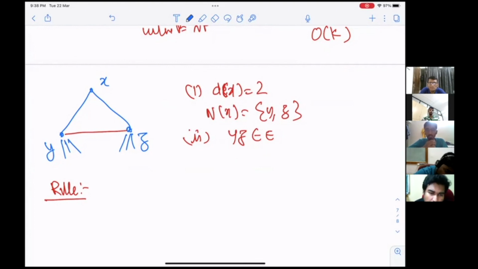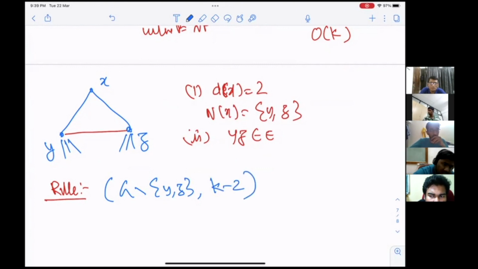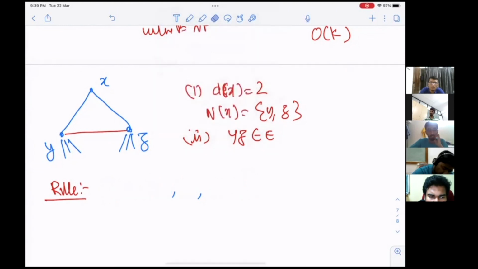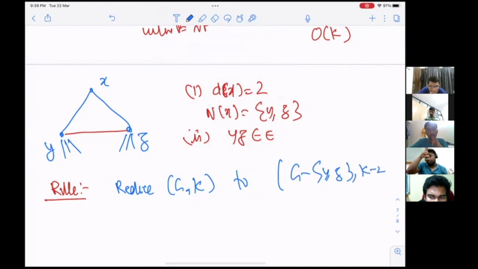reduce (G, k) to (G minus {Y, Z}, k minus 2), right? So basically what he's saying is reduce G, k to G minus Y, Z, k minus 2.